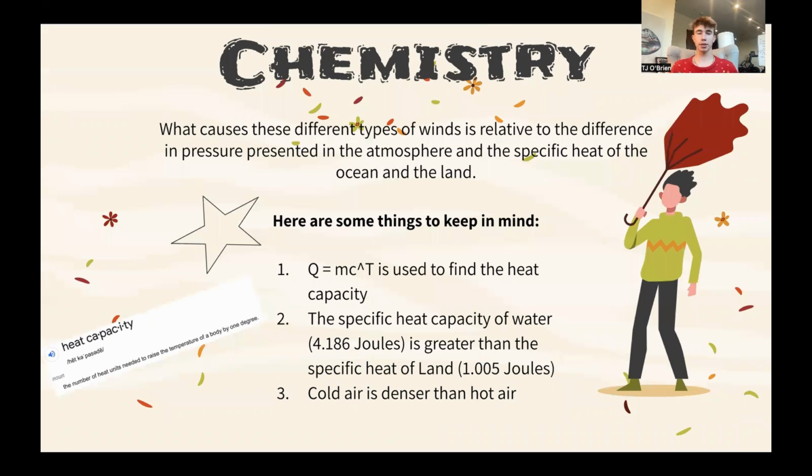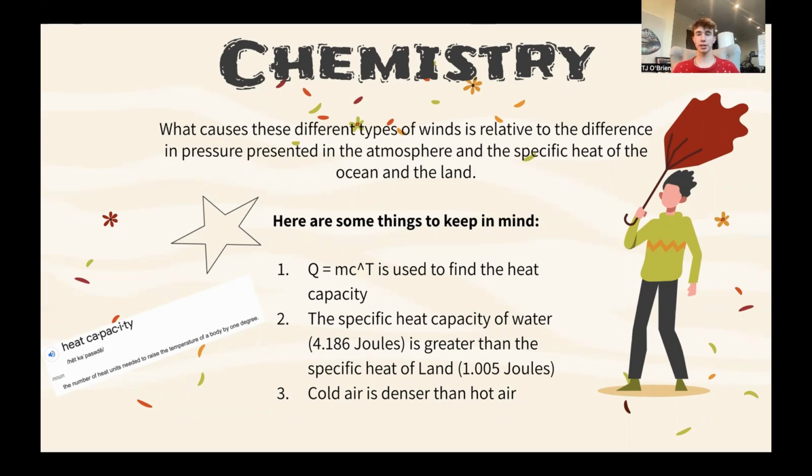All right, here's the chemistry of it. So what causes these different types of winds is relative to the difference in pressure presented in the atmosphere and the specific heat of the ocean and the land. Some things to keep in mind are the heat capacity equation. The specific heat capacity of water is greater than the specific heat capacity of land.